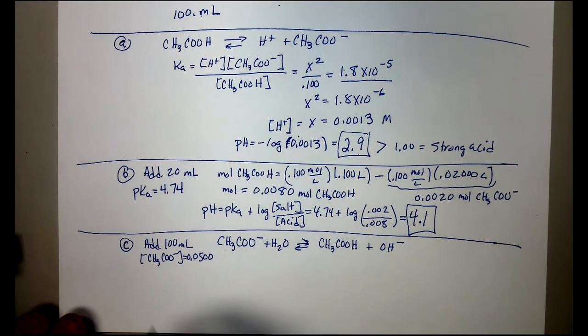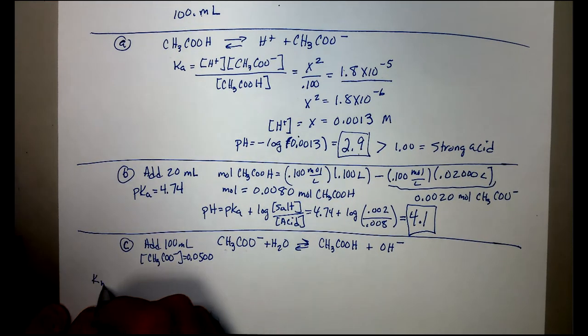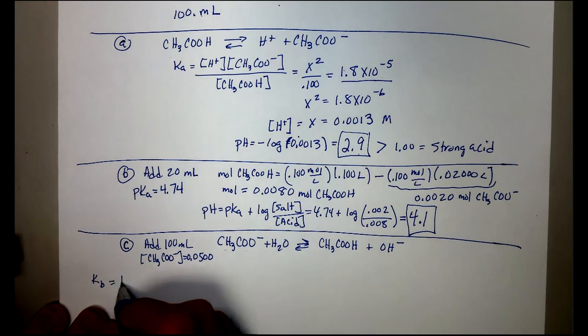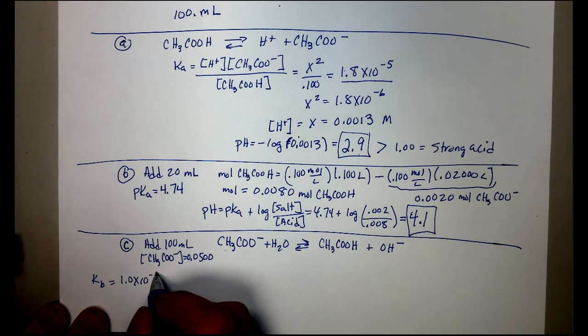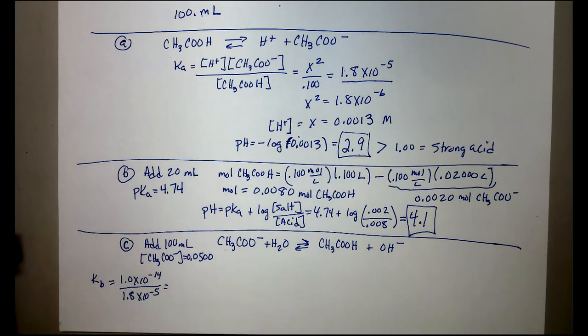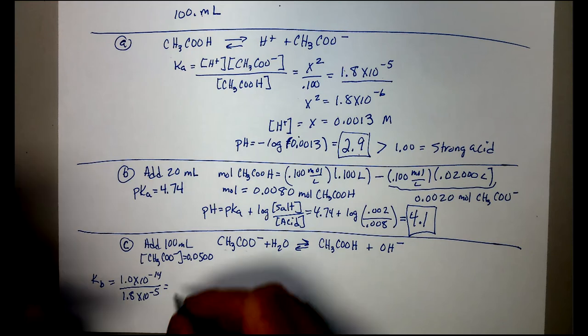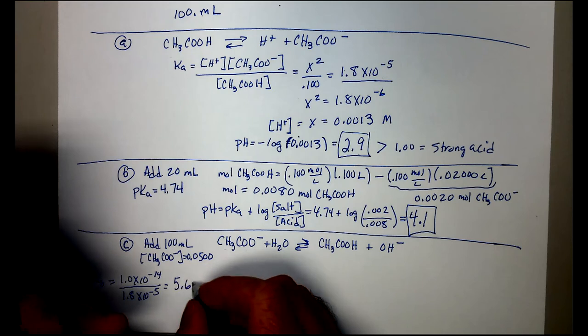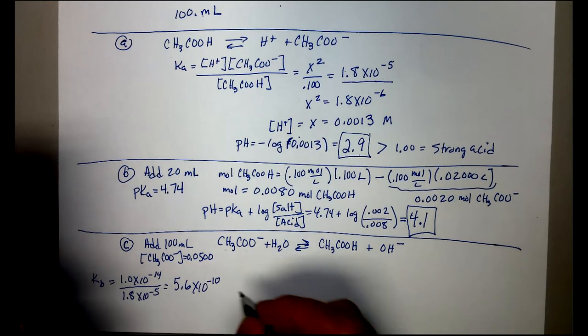And we're going to need our Kb. So our Kb is going to equal 1.0 times 10 to the negative 14th divided by 1.8 times 10 to the negative 5th. And we're going to have to run that through our calculators to get the Kb for the conjugate base. And so we get 5.6 times 10 to the negative 10th.